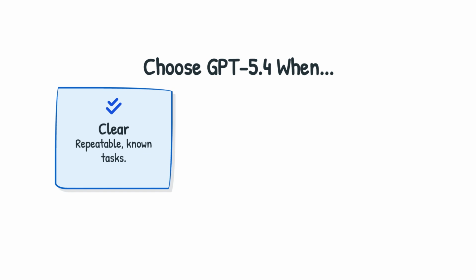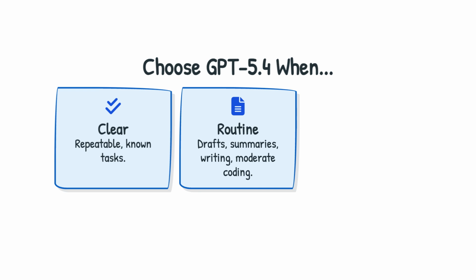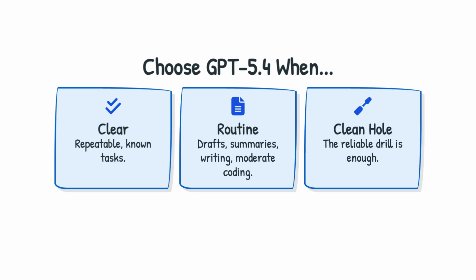So when should you choose GPT 5.4? Choose GPT 5.4 when the task is clear, repeatable, and cost sensitive. Support drafts, research summaries, everyday writing, moderate coding, internal assistance, routine document work. If the job is drilling a clean hole into softwood, the reliable drill is the right tool. You do not need the most expensive tool just because it is newer.